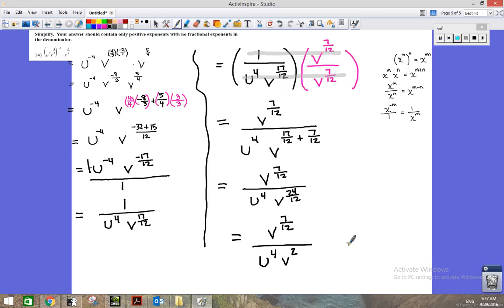Now let's see if our answer fits the description of the directions. Your answer should contain only positive exponents. Well, my exponents are positive 7 over 12, positive 4, and positive 2. So hey, that checks. Contain only positive exponents. No fractional exponents in the denominator. In my denominator, my exponents are 4 and 2. They are not fractional exponents. So hey, this is my final answer. Hope that helps.